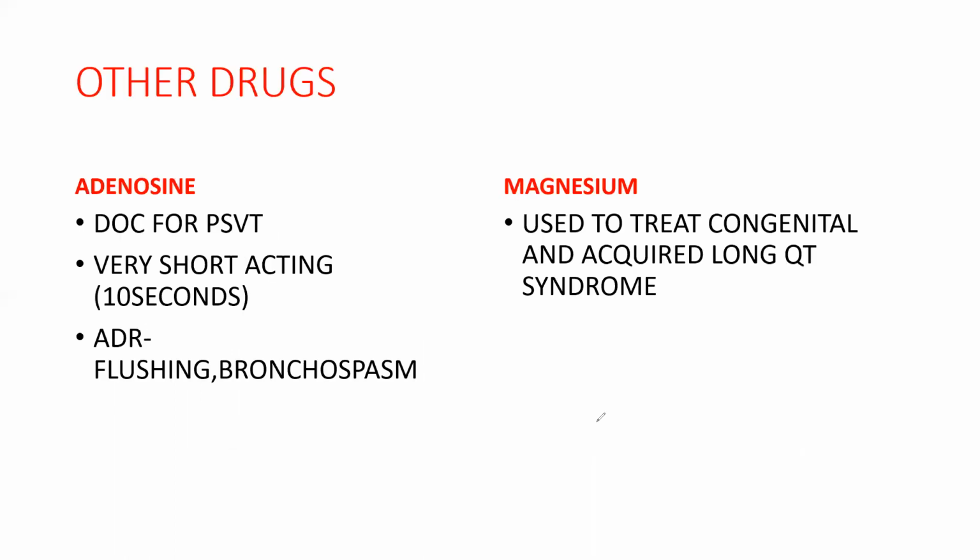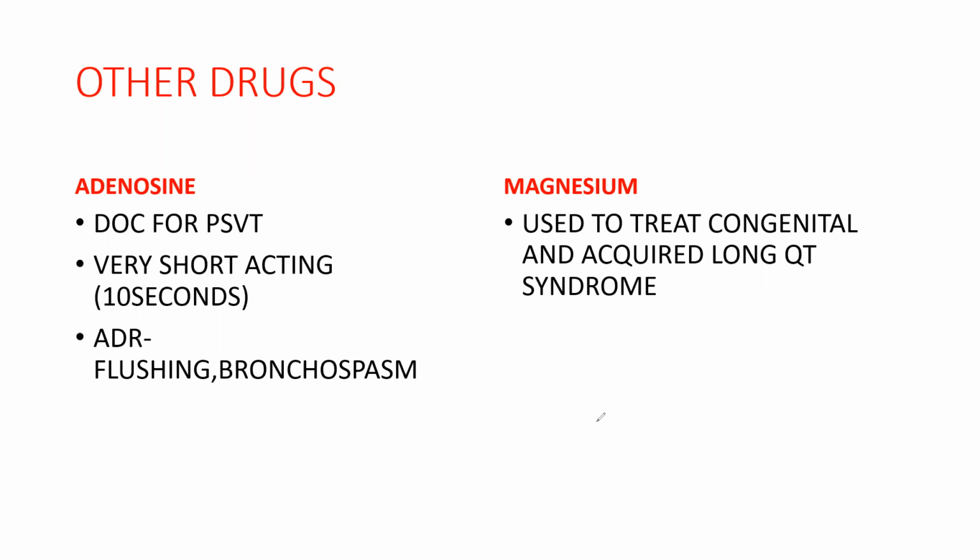And we have other drugs that don't fit into those four classes, that is adenosine and magnesium. Where do we use adenosine? It is the drug of choice for paroxysmal supraventricular tachycardia. It is a very, very short acting drug, its half-life is just 10 seconds. And what are the ADRs? Flushing and bronchospasm. Because this drug acts only for a short span of time, the ADRs also live for a short period of time.